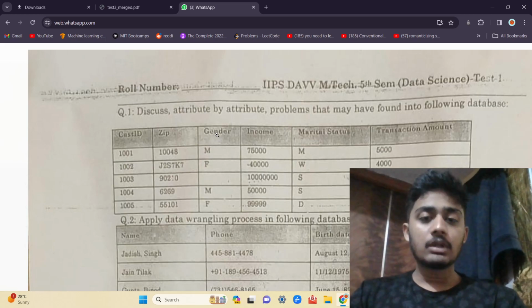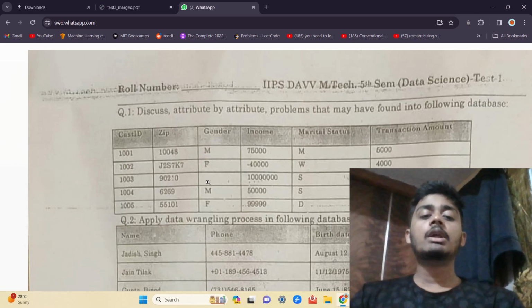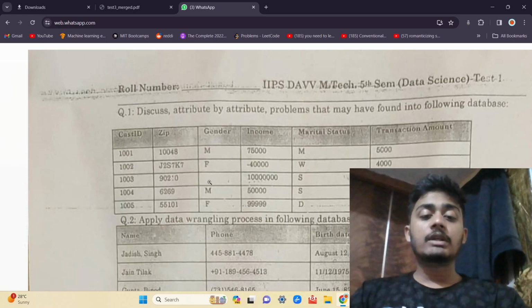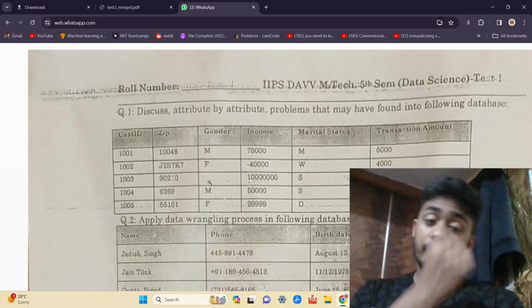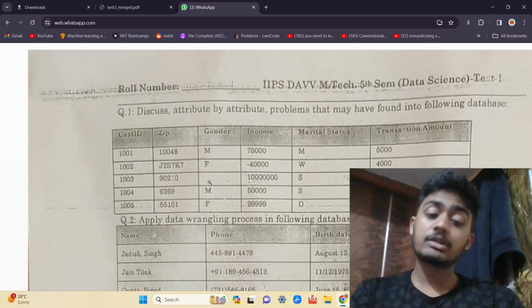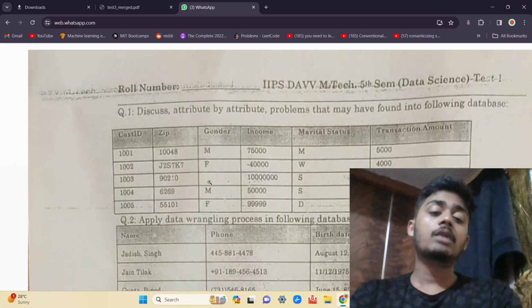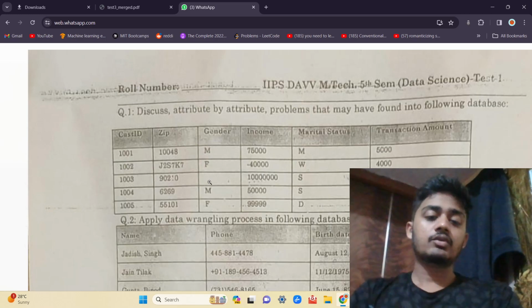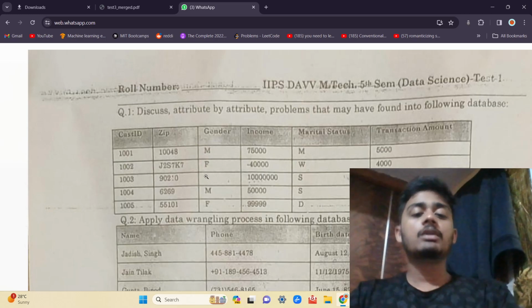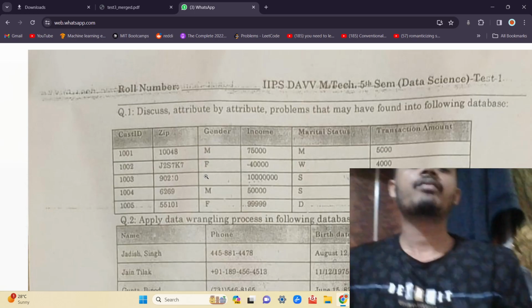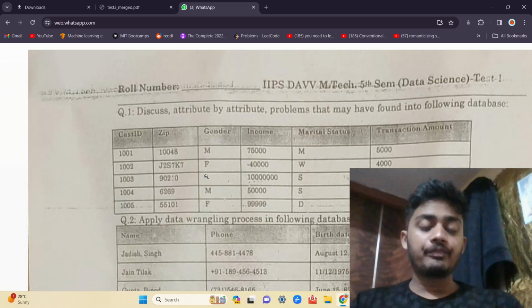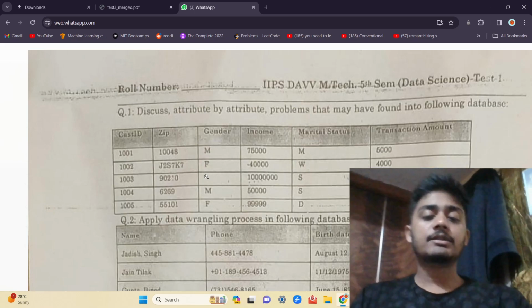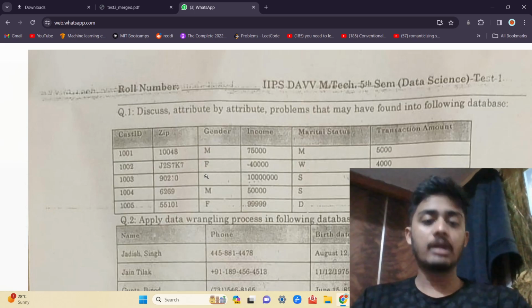Let's jump into the third one, that is the gender attribute. Here everything looks fine until the third one, where the value is missing. If a value is missing, it can create problems. So instead of a missing value, we can give a user-defined constant, so that we can apply the data analysis process and use this data.